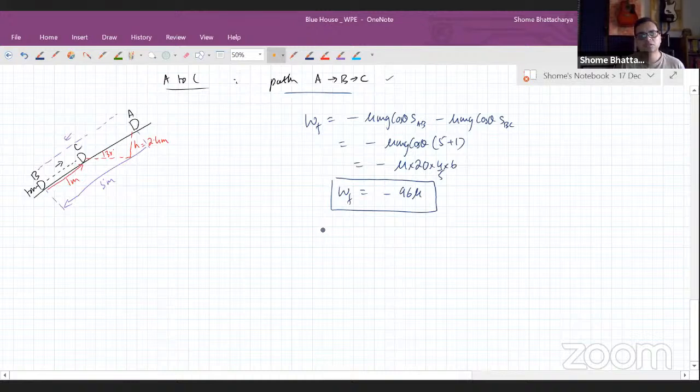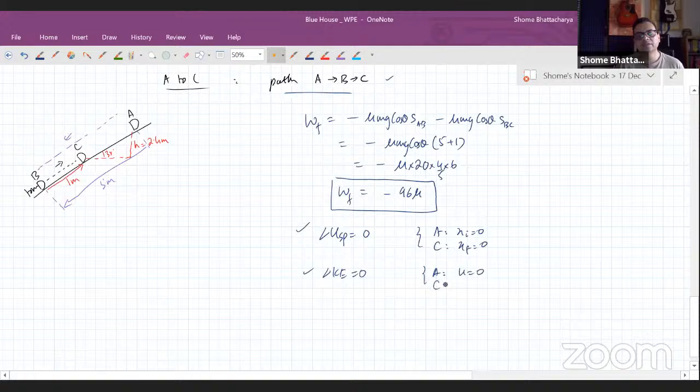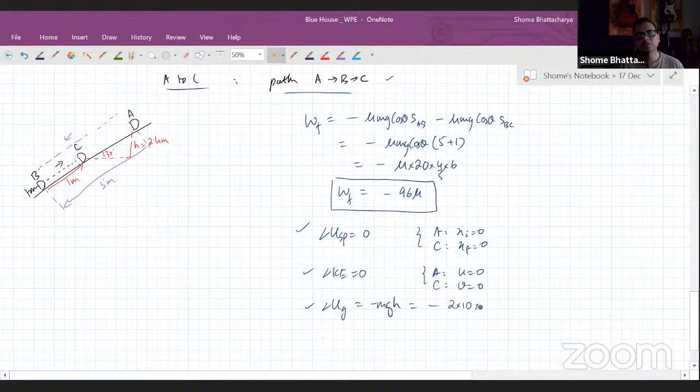Change in potential energy of the spring will be 0 because at A, x of the spring was 0, and finally when the block is at C, again the final position of the spring is 0. So this is the advantage: we bypass the value of K altogether. Change in kinetic energy is also 0 because at A the initial speed of the block is 0, and at C the final speed is again momentarily 0. And the change in gravitational potential energy is minus mgh, that is minus 2 into 10 into 2.4, so it is minus 48 joules.